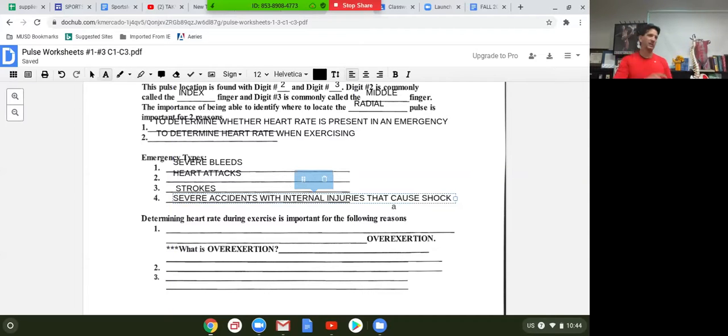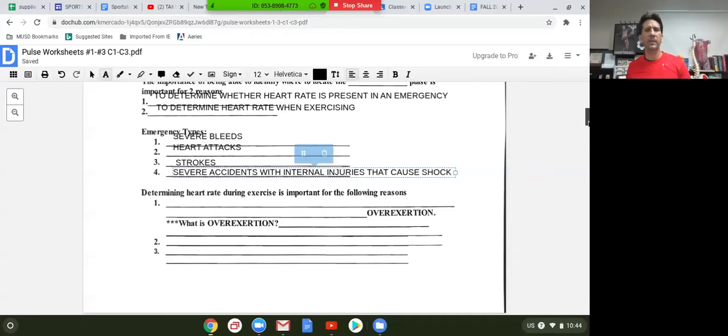So severe accidents with internal injuries that cause shock. Right, we'll talk about shock later on. There's a lot of different types of shock, but that's just one where we'd want to be able to take pulse. Shock can lead to incoherence, fumbling upon their words, slurring the words, not looking okay, not responding correctly. So we'd want to be able to take a pulse during any type of shock-like situation. So those are just a few. There's quite a few more, but I could list off 20 of them. It wouldn't really make much difference. So I just want you to know that there's a few we'd want to be able to know for sure. Okay, so severe bleeds, heart attacks, strokes, severe accidents with internal injuries that cause shock.